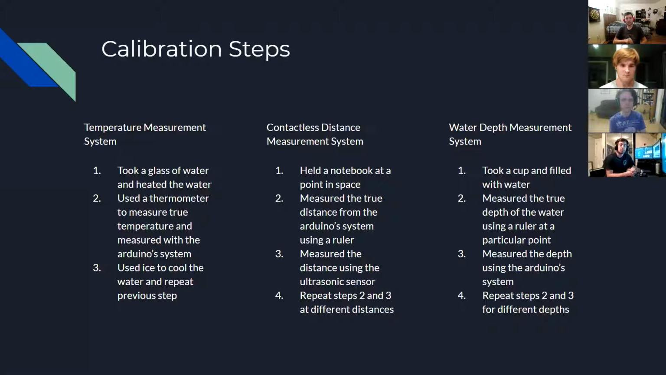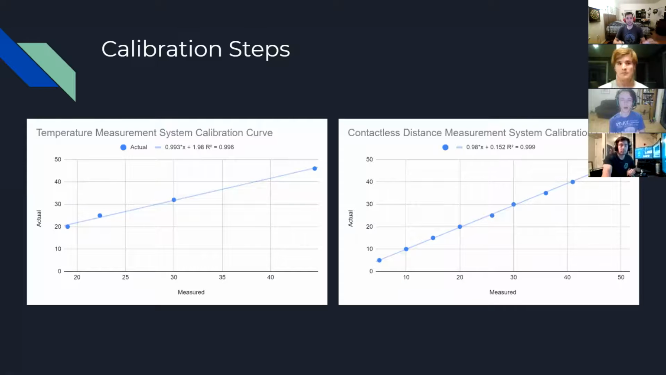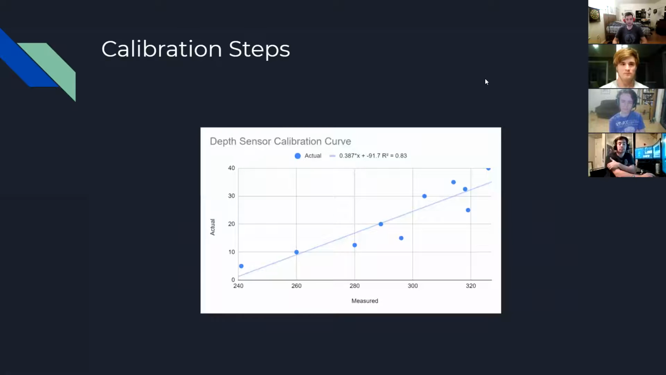For the contactless distance measurement system, Gavin used that notebook and held it at different points in space. He used a ruler to measure how far it actually was from the sensor, and then he used the sensor's output on the dial to plot those points on the calibration curve. And for the water depth measurement system, he took that cup, used a ruler to measure the actual depth, and then he put in the sensor at that same depth to see the difference between the actual and measured values. And in the next slides, you can see the different calibration curves that we got: one for temperature, one for the contactless measurement system, and then on the next slide, we also have it for the depth sensor.